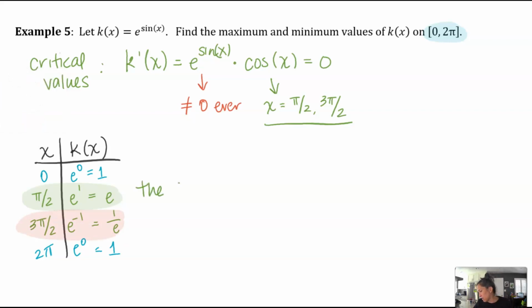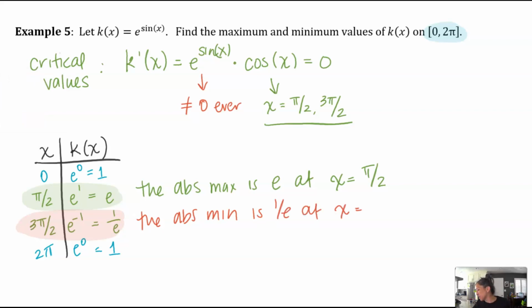The absolute minimum, I can't spell, is e at x is equal to pi over 2. Look at how fancy we look using all sorts of things that aren't numbers. And our absolute minimum, did I write minimum? Y'all, I got so distracted by my inability to write that I didn't write the right word. Max. I used green. And our absolute minimum is 1 over e at x is equal to 3 pi over 2. So there's our absolute max and min.